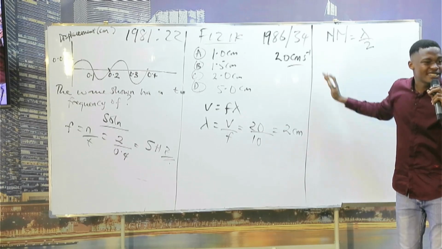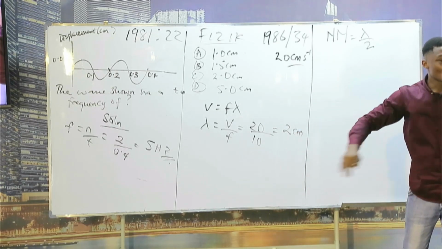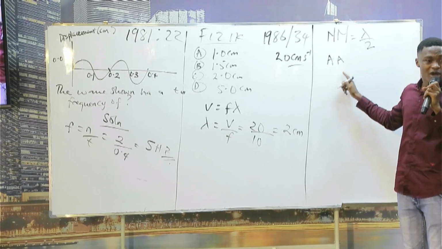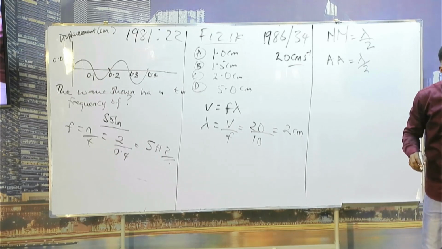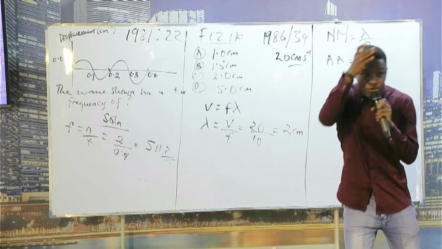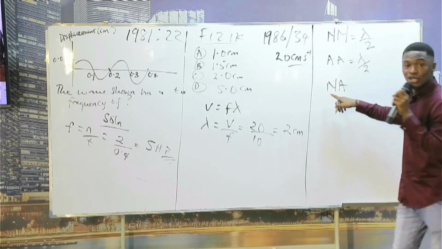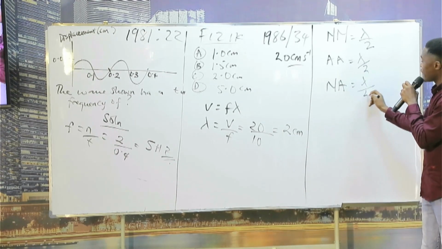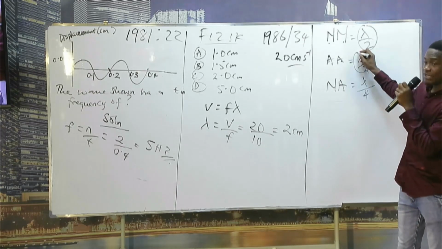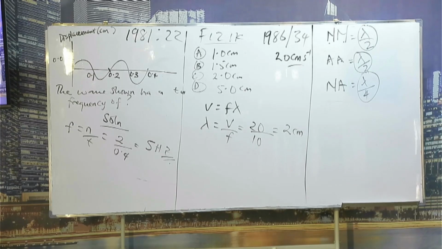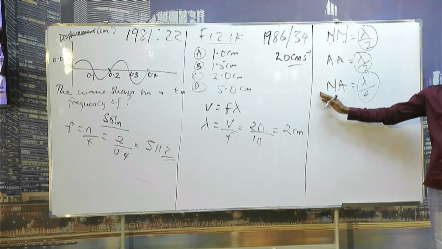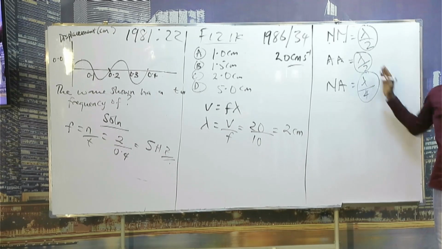Another way they can ask that same question is they will say find the distance between adjacent antinodes. So if you don't have a node, you will have an antinode. Antinode to antinode is still lambda over 2. Another question they can ask is find the distance between a node and an antinode. Node and antinode is lambda over 4. So similar, lambda over 2. Heterogeneous, lambda over 4. So once they are different, lambda over 4.